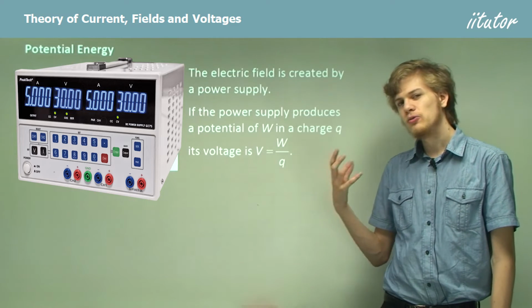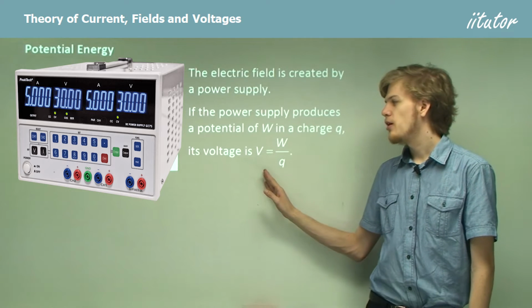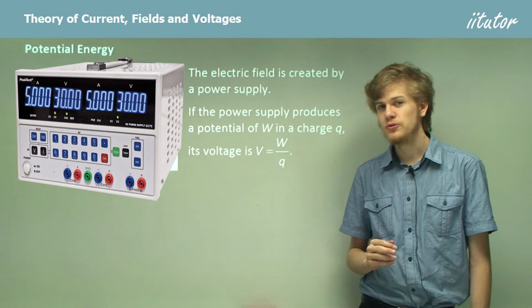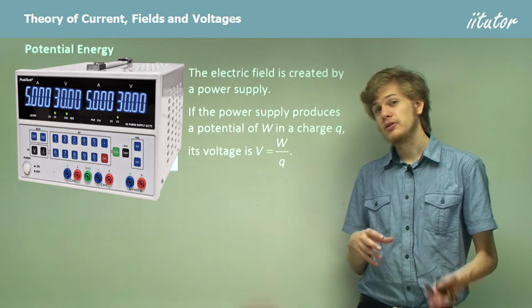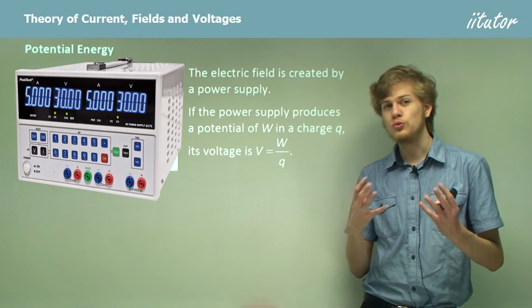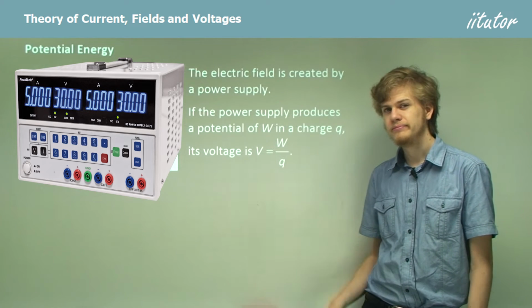So if a particle gains potential energy of W and its charge is Q, this is how we find what voltage it's being exposed to. Of course, this works the other way as well. The potential energy of a particle when it's exposed to a voltage is W equals V times Q.